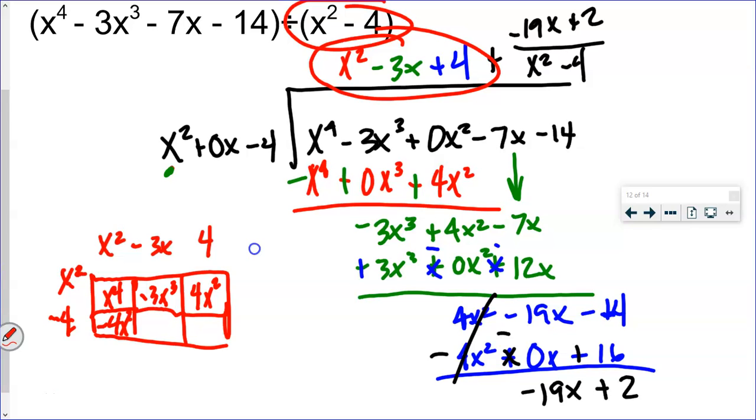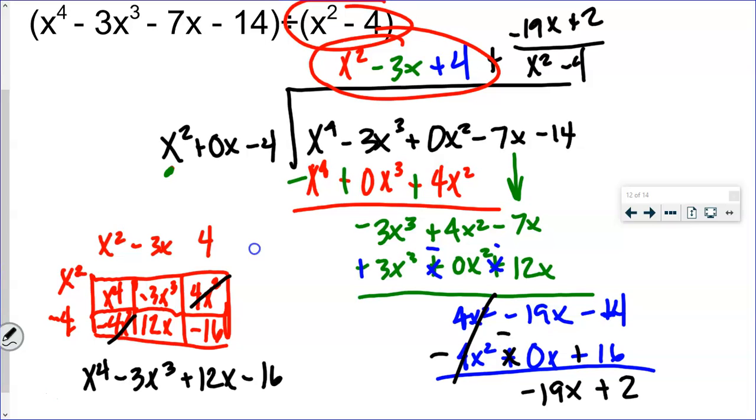Wow, well, I just saw 4x squared and negative 4x squared. Those guys are going to cancel each other out. This is going to be 12x, and that's going to be negative 16. Okay, so I noticed right here, boom, boom. Everything else is a unique term. Do y'all notice that? So I'm going to get x to the fourth minus 3x to the third plus 12x minus 16.